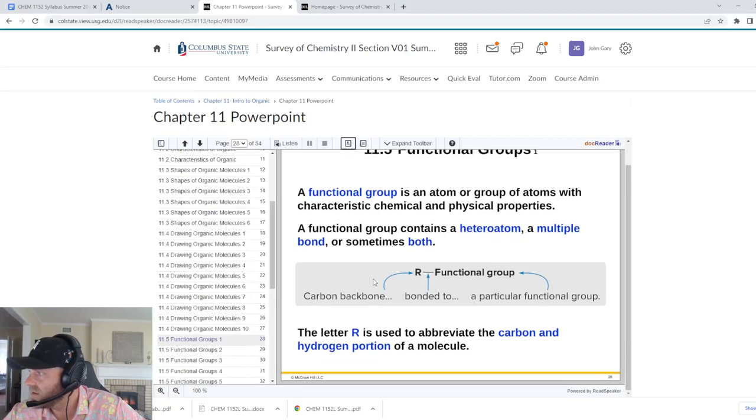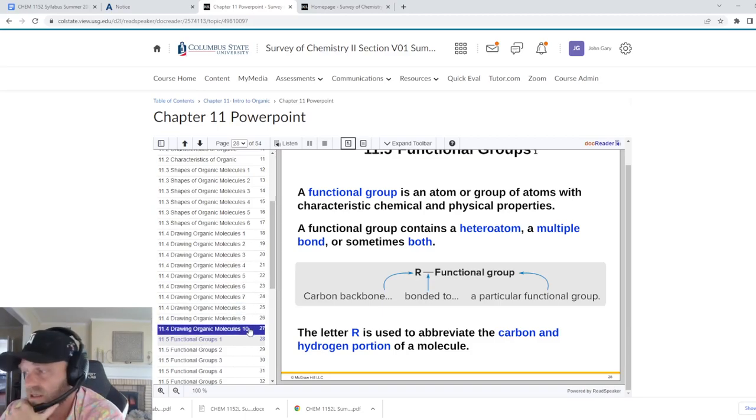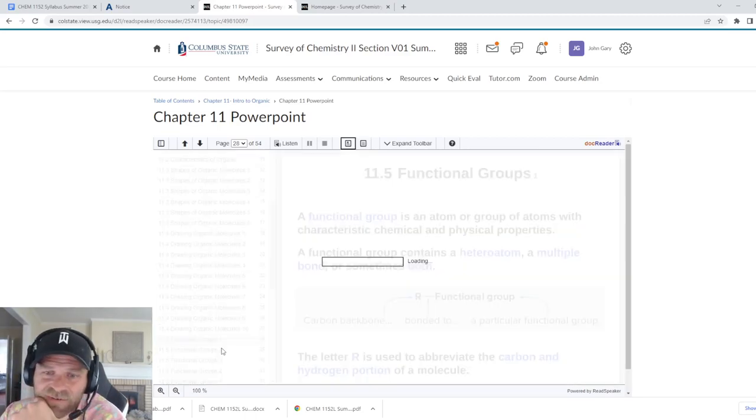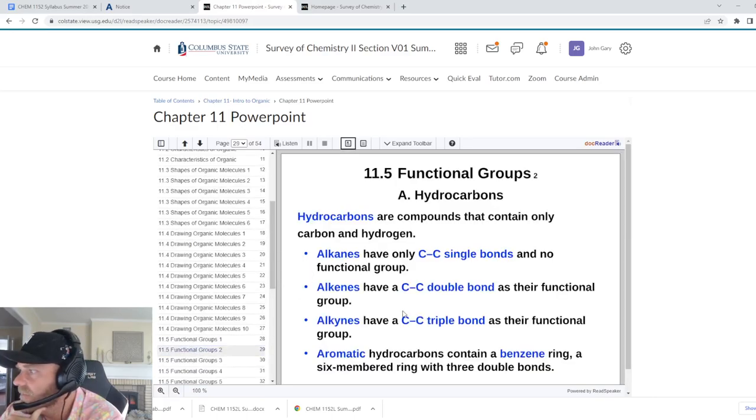All right, so now we're going to talk about functional groups, and this is just going to be like memorization, okay? There's only about like 10 different functional groups that you're going to need to be familiar with. Hydrocarbons contain only carbon and hydrogen. Alkanes are single carbon-carbon bonds. Alkenes are when a carbon-carbon has a double bond, and an alkyne, Y-N-E, is when they have a triple bond.